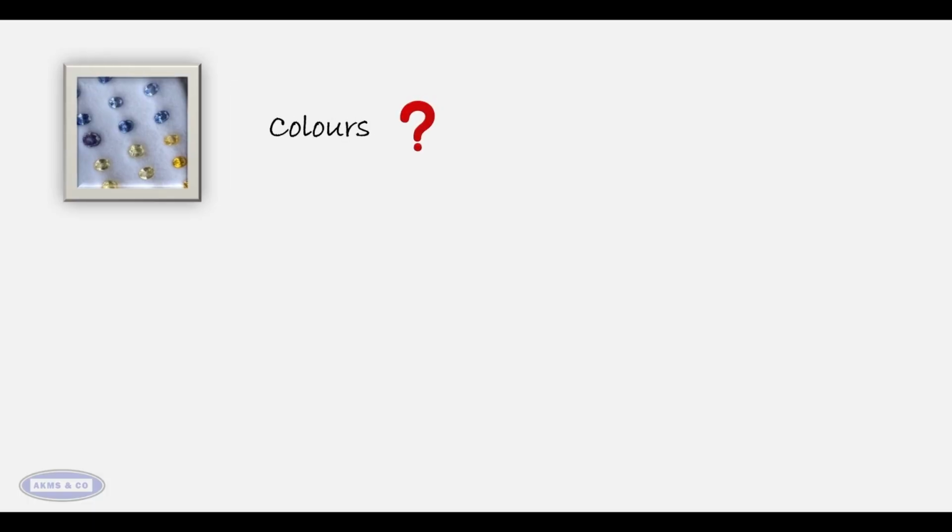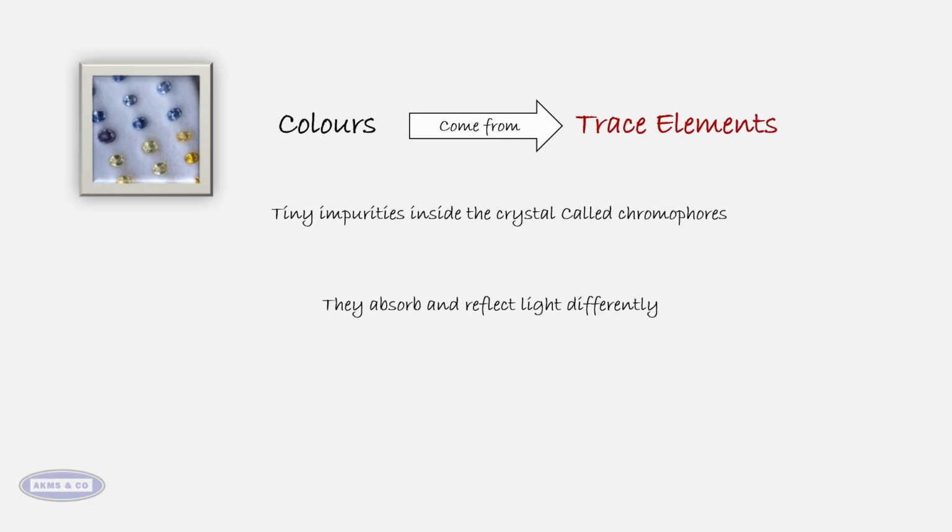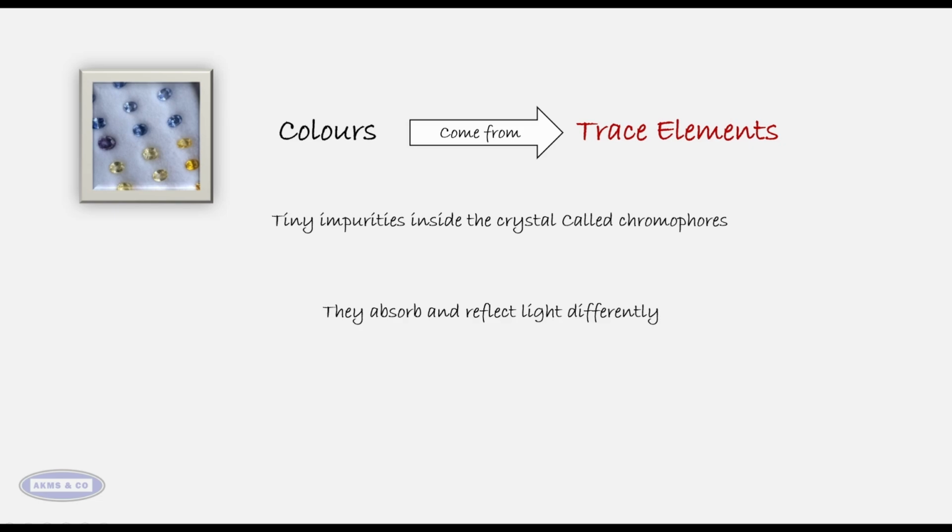Now you may wonder, how does an aluminium oxide crystal become colorful? It is because of tiny impurities inside the crystal. These impurities are called chromophores. Chromophores, or trace elements, absorb some colors of light and reflect others.